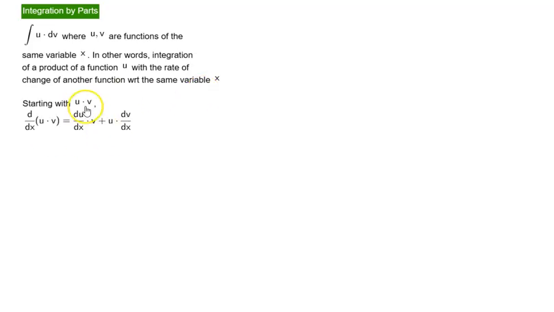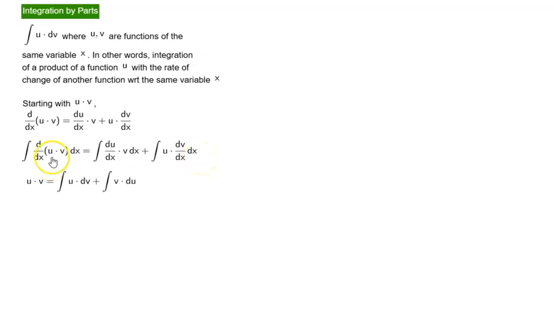So we start with u and v. We differentiate it using the chain rule. So d by dx of u times v is equal to du by dx times v plus u times dv by dx. And we now integrate throughout. So the integral of d by dx of u times v dx is equal to the integral of du by dx times v dx plus the integral of u times dv by dx dx.